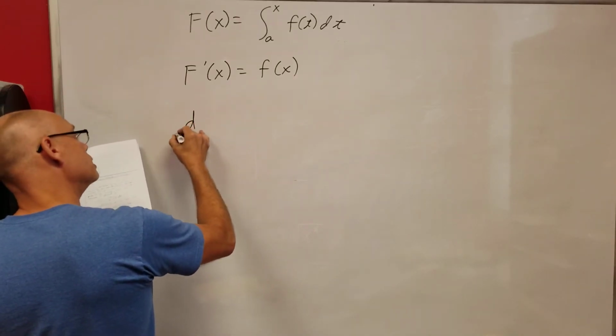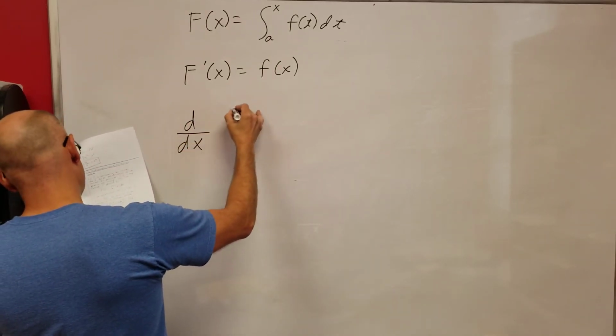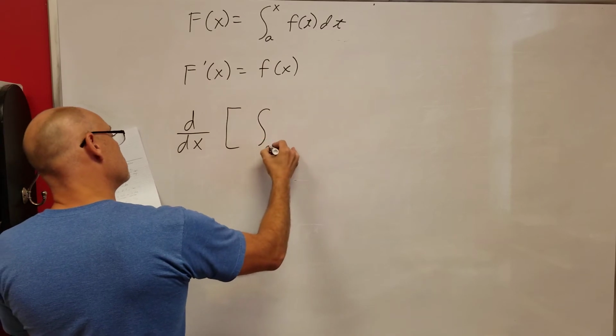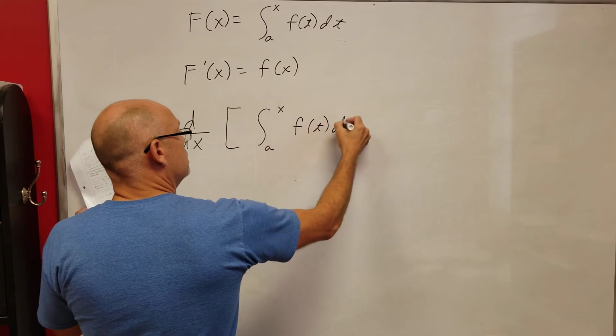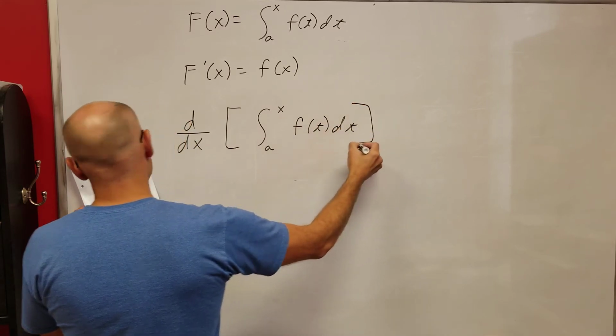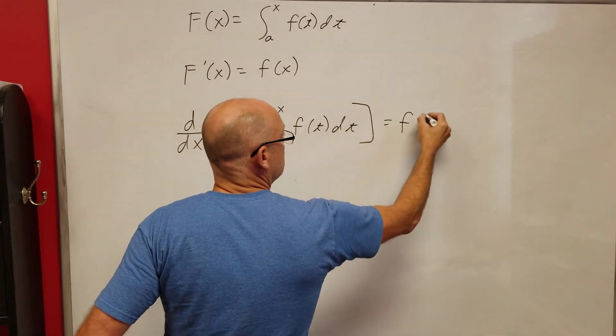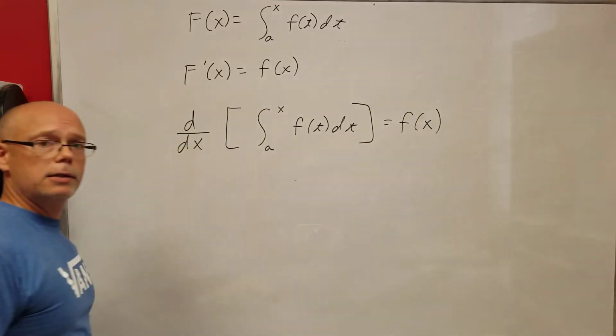Okay, don't worry, I'm going to explain this. The derivative with respect to x of the integral from a to x of f of t dt, they're saying is f evaluated at x.